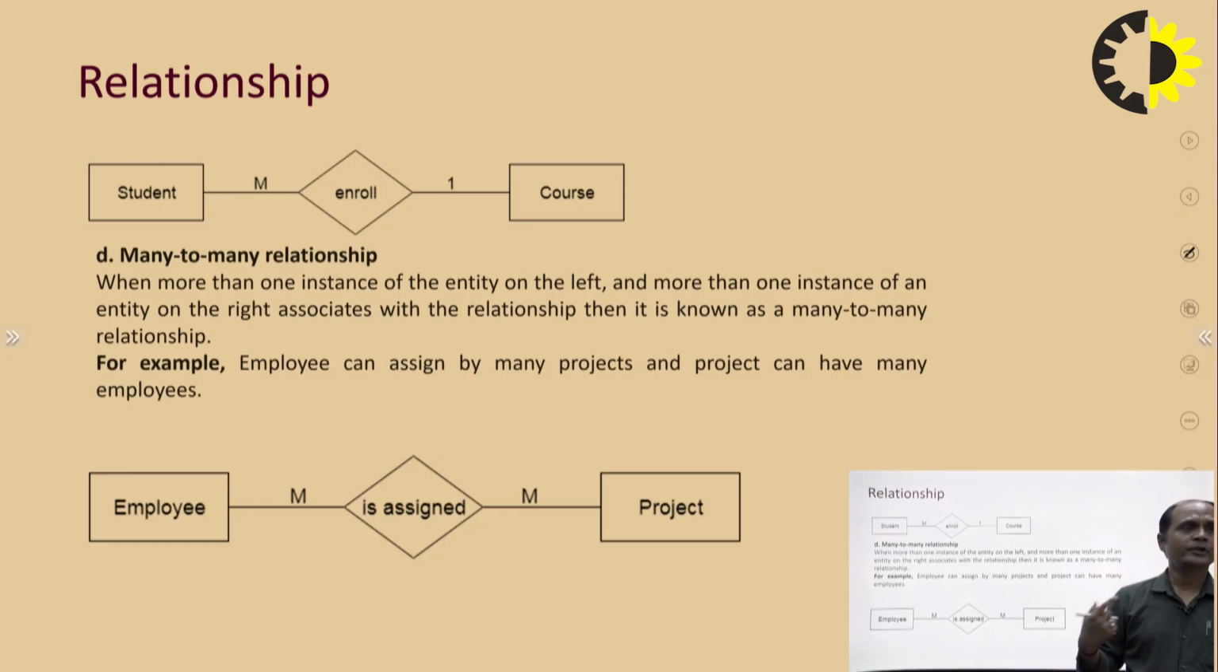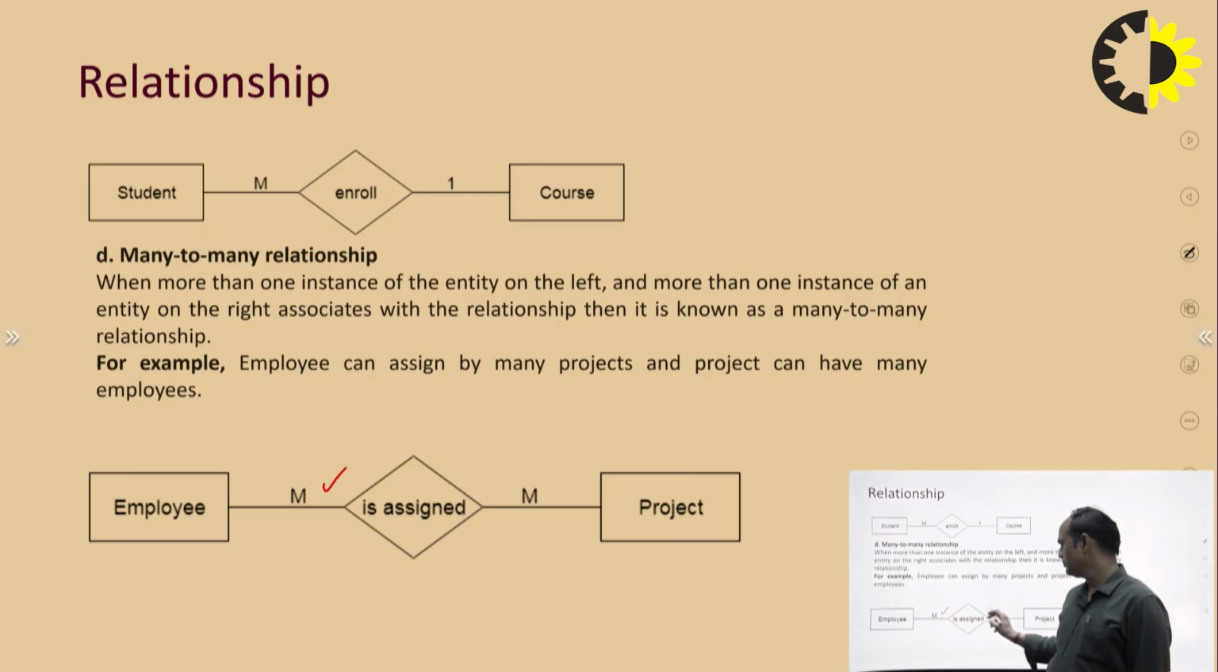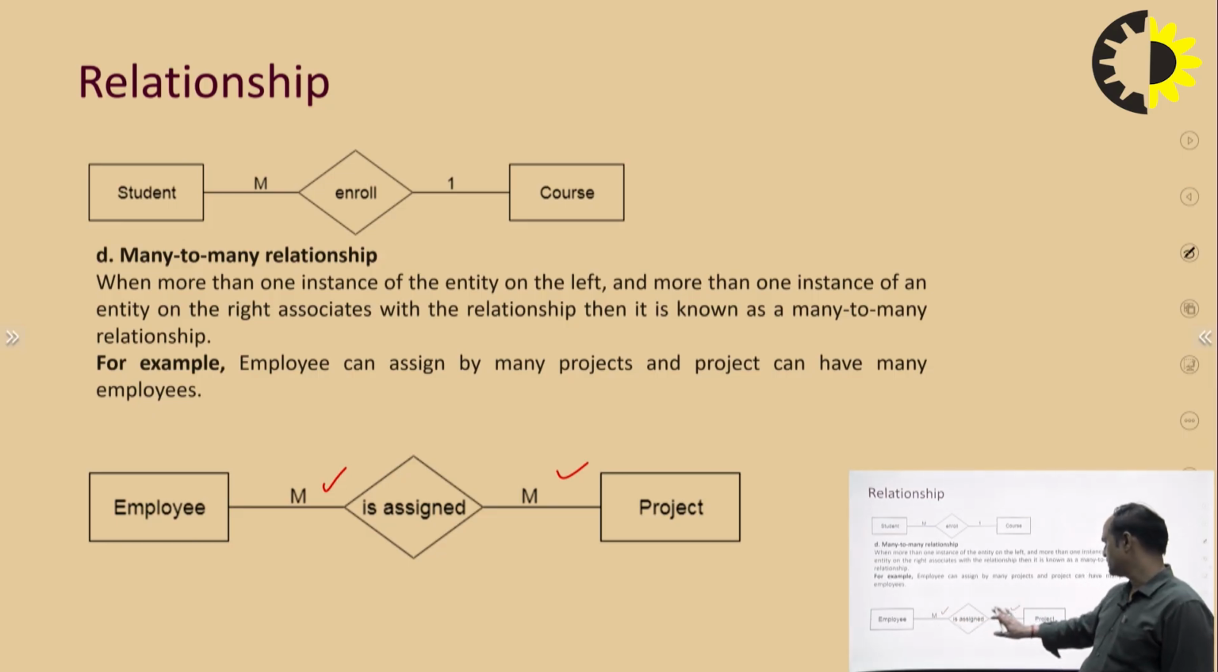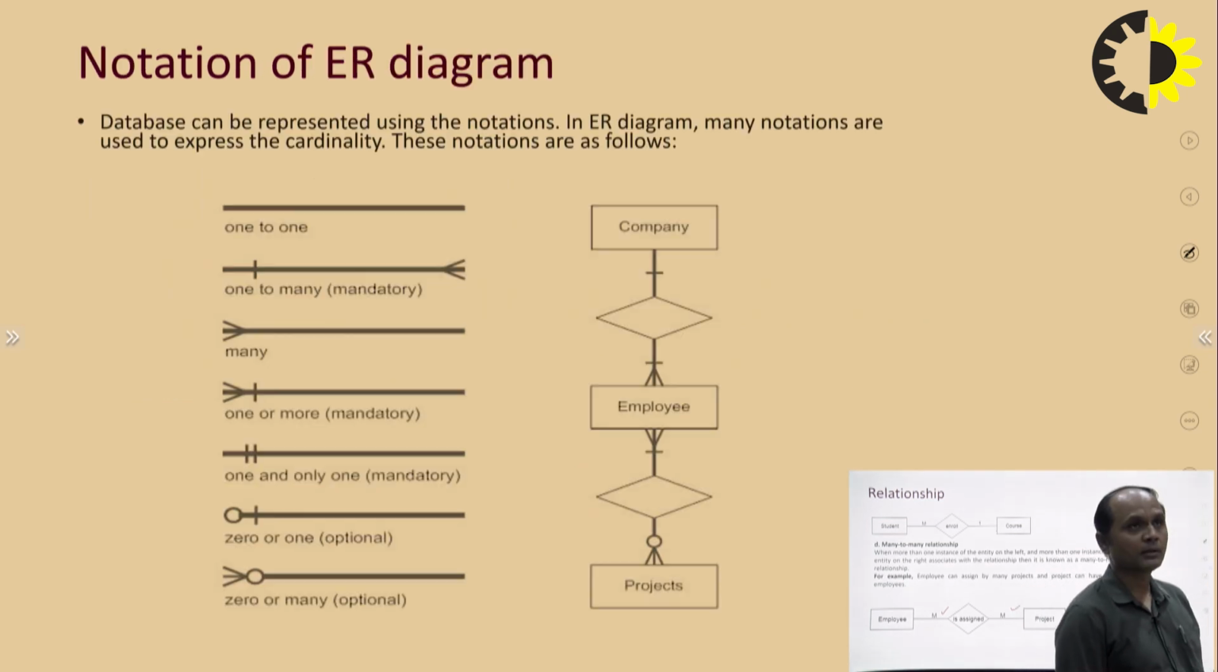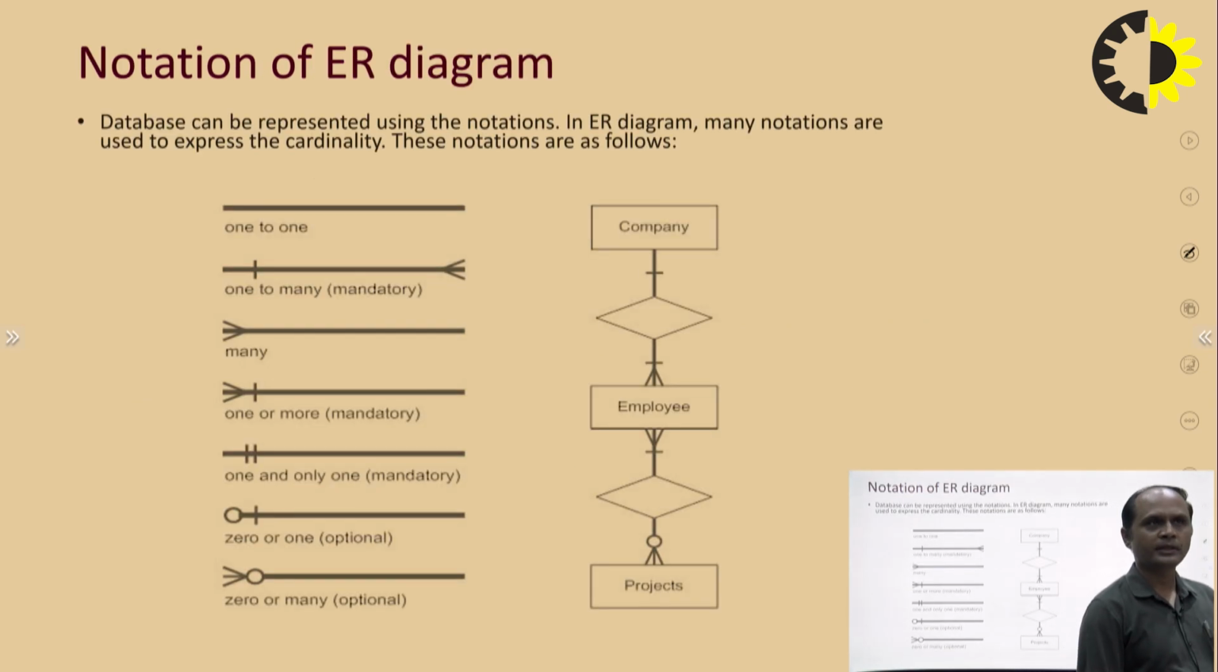And how can a many to many relationship be shown? It can be shown as m to m. We can represent it with m to m. That means an employee has a many relationship with the project. So these are the relationships: one to one, one to many, and many to many.